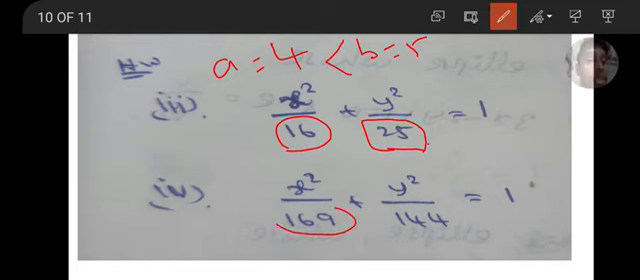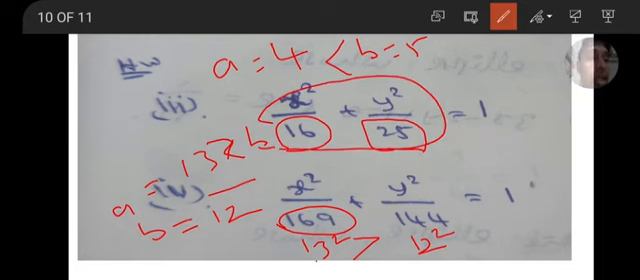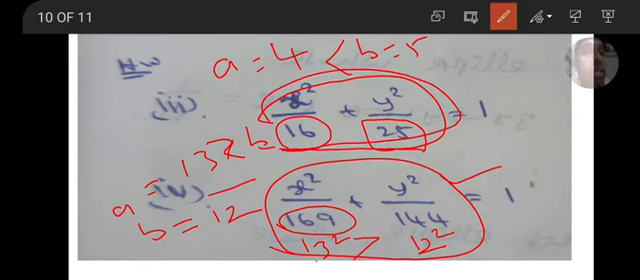And here 169 means 13 square, and 144 means 12 square. A equal to 13 here, and b equal to 12. A is greater than b, sorry. It is the first case, and the other is the second. Okay, it is the first standard form, a is greater than b. It is a second standard form.